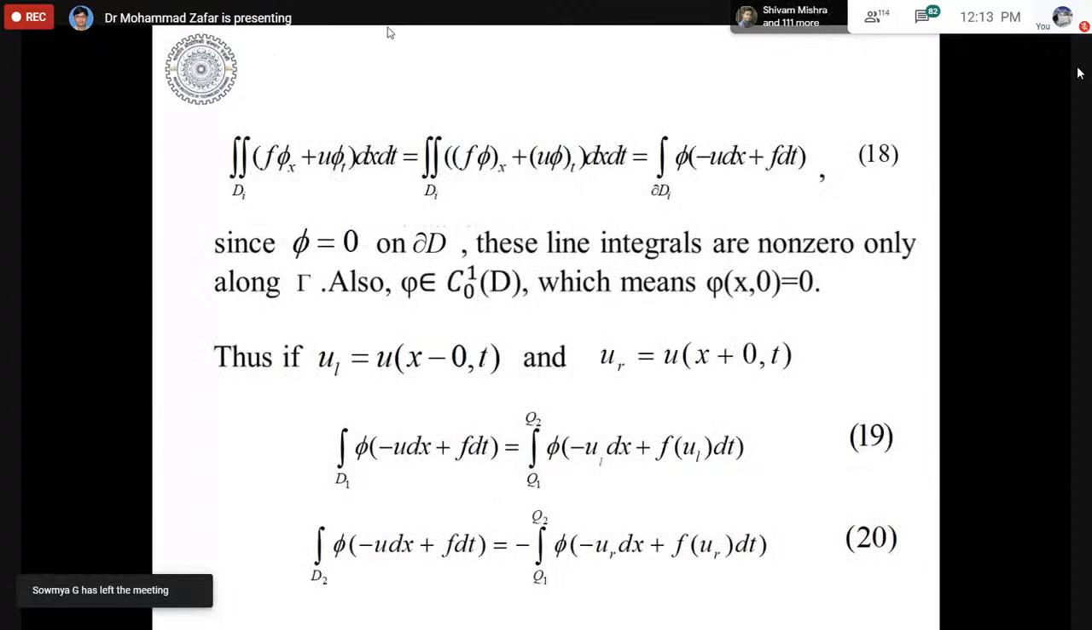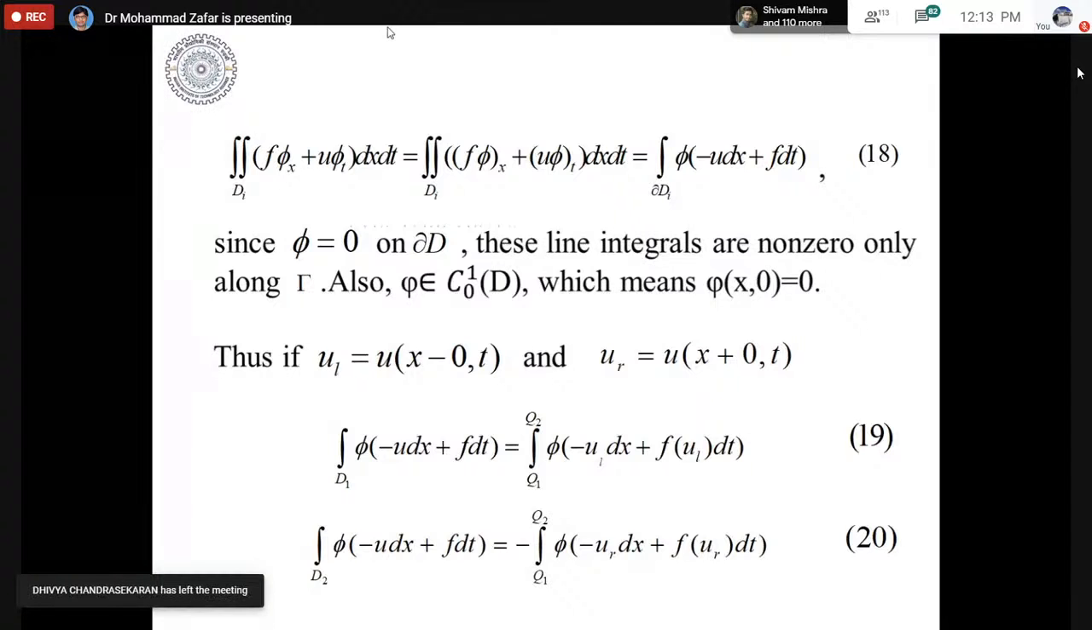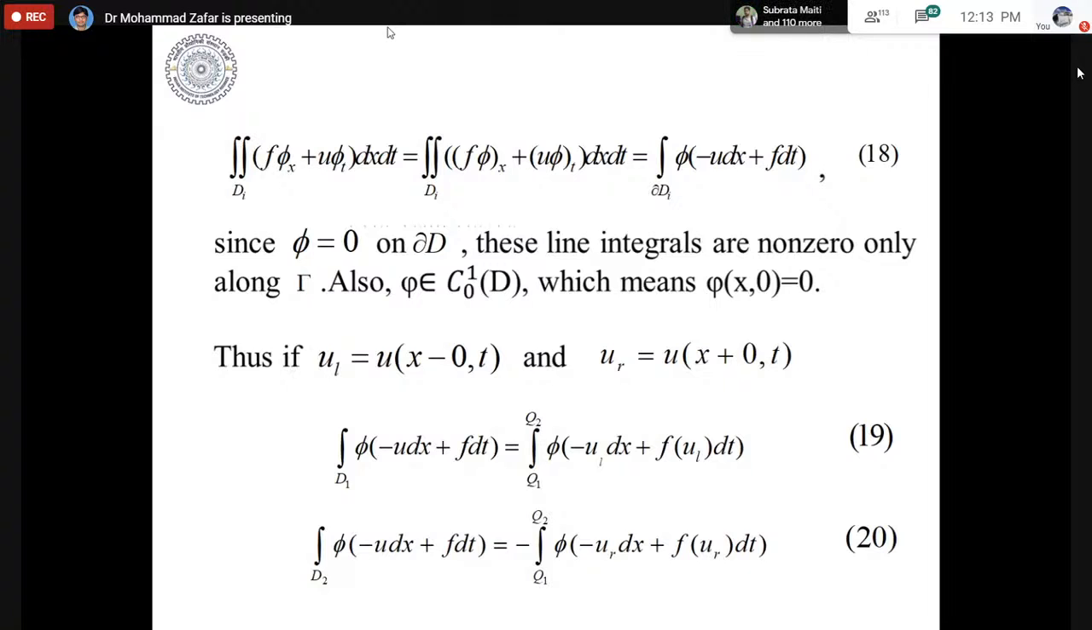So this is double integral over D_i, where i is 1, 2. So the double integral of f(φ_x) + u φ_t dx dt can be written as double integral f φ_x plus u φ_t, because we have one thing here. Why are we doing this? I will tell you in just a moment.